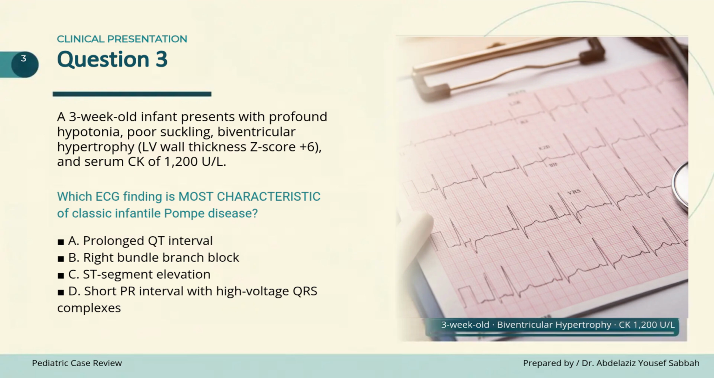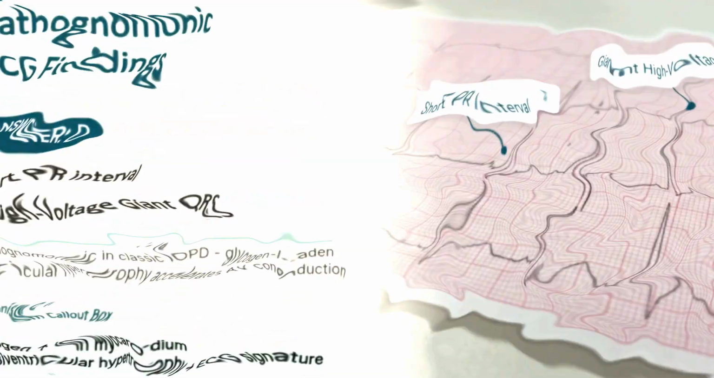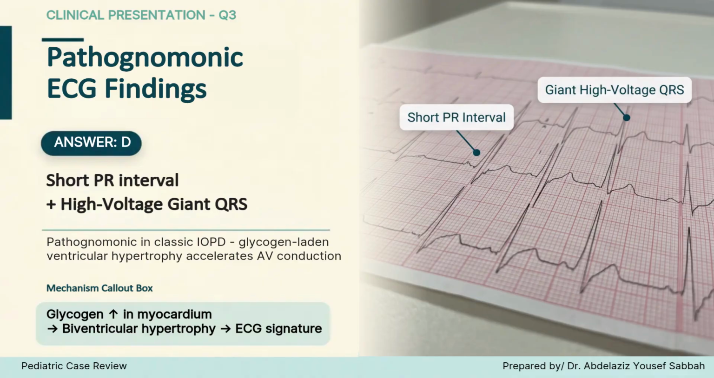Option A, prolonged QT interval. Option B, right bundle branch block. Option C, ST segment elevation. Option D, short PR interval with high voltage QRS complexes. The correct answer is option D, a short PR interval with high voltage giant QRS complexes. This pattern is considered pathognomonic in classic infantile onset Pompe disease.